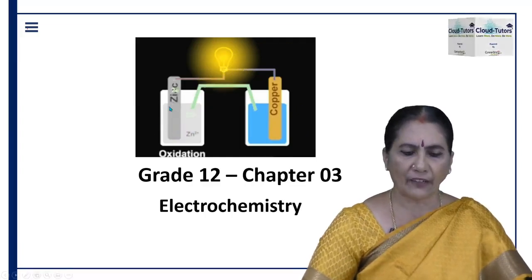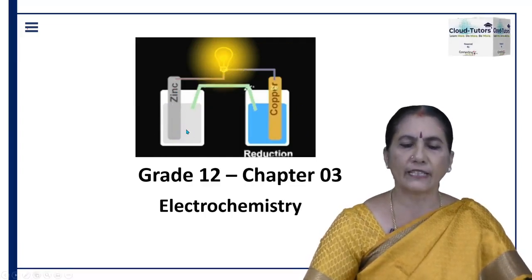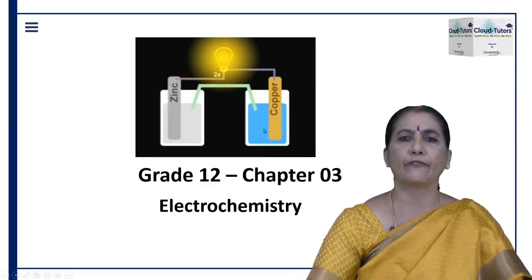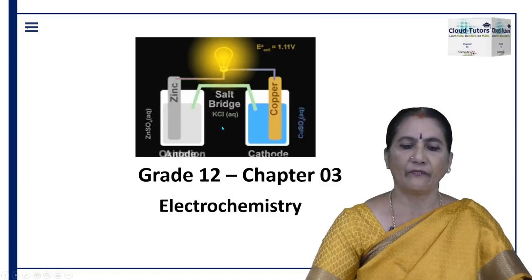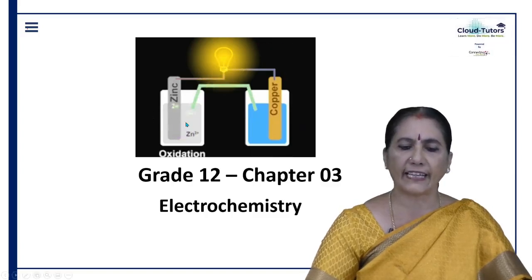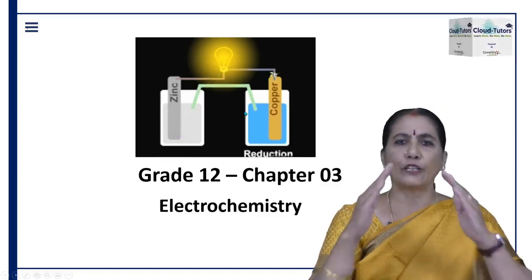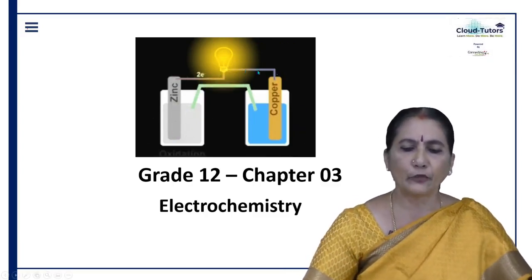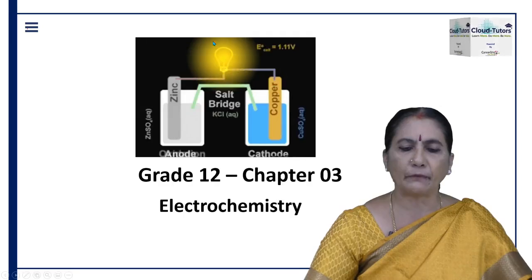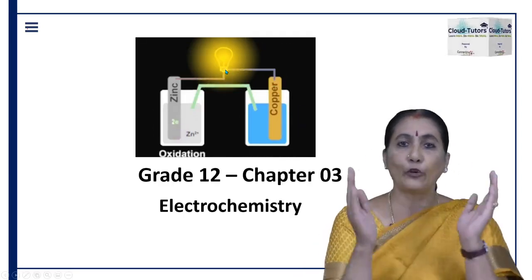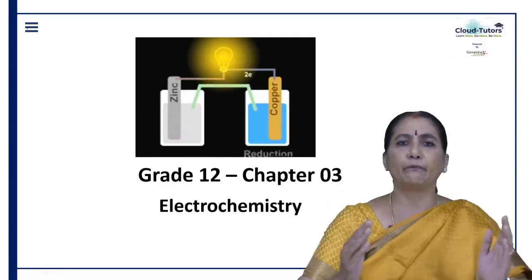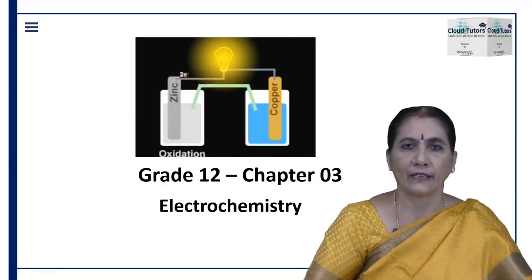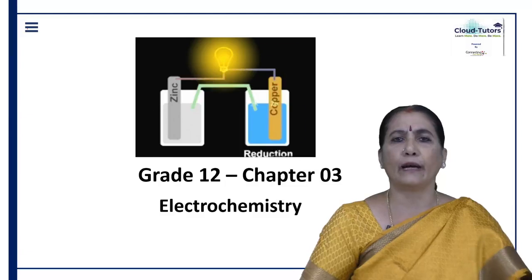You can see here, a zinc rod is immersed in zinc sulfate solution. A copper rod is immersed in copper sulfate solution. And when these two half cells are connected by means of what is called a salt bridge, then after some time the bulb starts glowing when it has been connected by means of a proper electrical circuit. So how is this electrical bulb glowing?